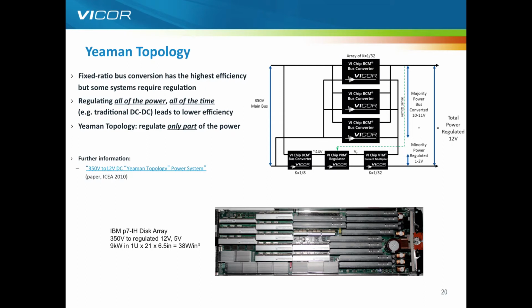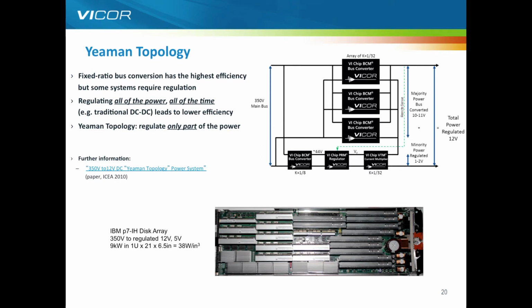The photograph at the bottom comes from the IBM Power 7 IH disk array power supply. So in this IBM Power 7 system, they have racks of processors and memory, and then separate storage racks containing disk drives and also tape systems. So in this case, we are bus converting a huge amount of power using paralleled bus converters, and then we have that additional regulating stage.